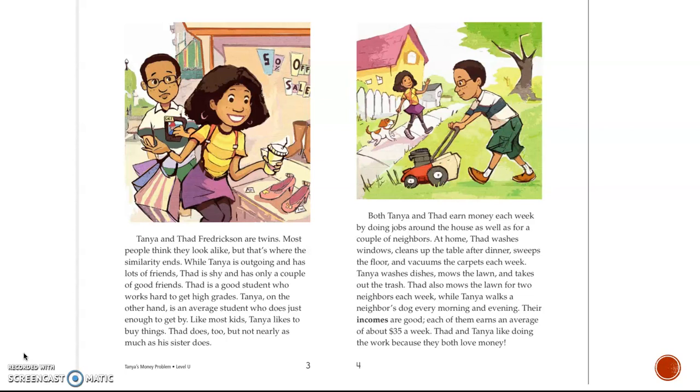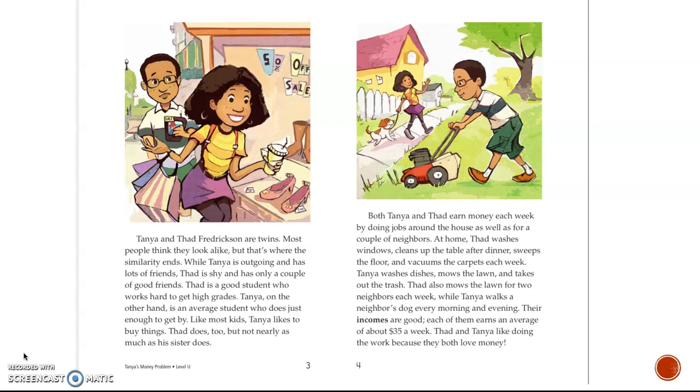Like most kids, Tanya likes to buy things. Thad does too, but not nearly as much as his sister does. Both Tanya and Thad earn money each week by doing jobs around the house, as well as for a couple of neighbors. At home, Thad washes dishes, cleans up the table after dinner, sweeps the floor, and vacuums the carpets each week. Tanya washes dishes, mows the lawn, and takes out the trash. Thad also mows the lawn for 2 neighbors each week, while Tanya walks a neighbor's dog every morning and evening.